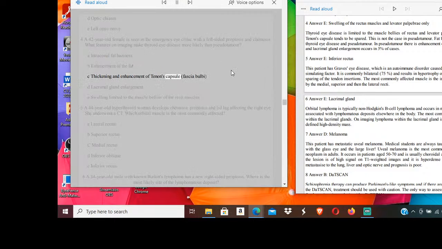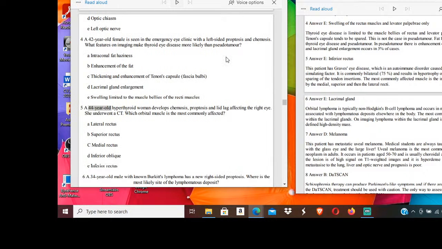C. Thickening and enhancement of Tenon's capsule, the fascia bulbi. D. Lacrimal gland enlargement. E. Swelling limited to the muscle bellies of the recti muscles.